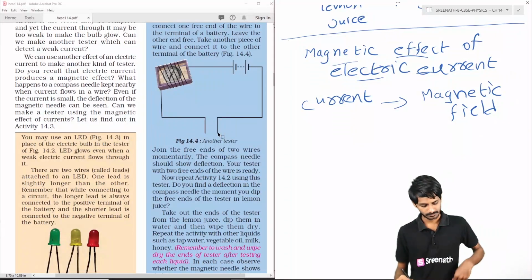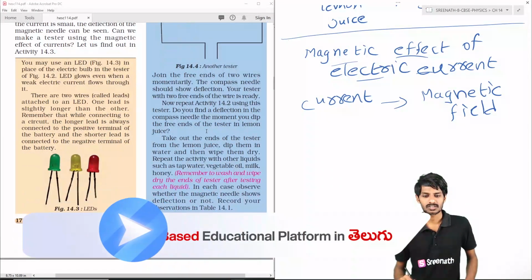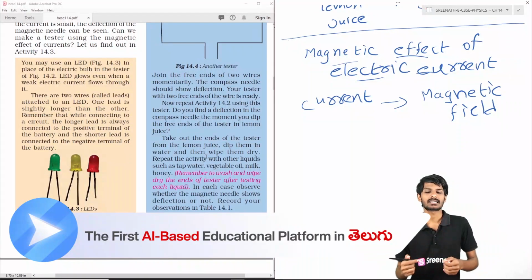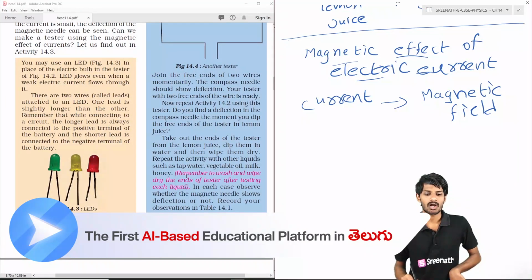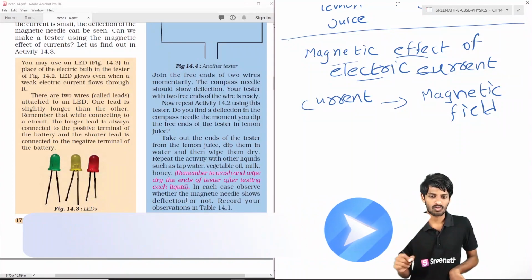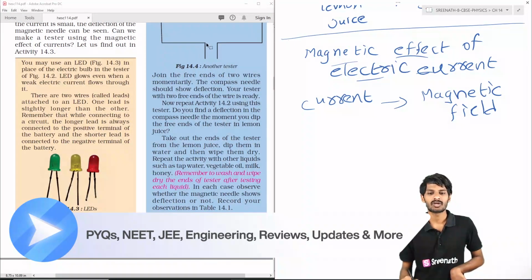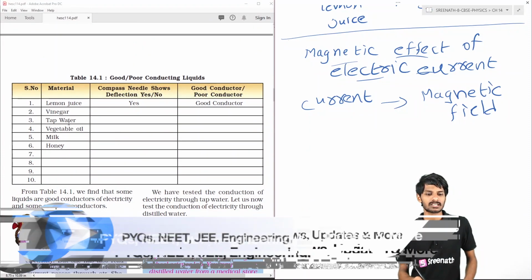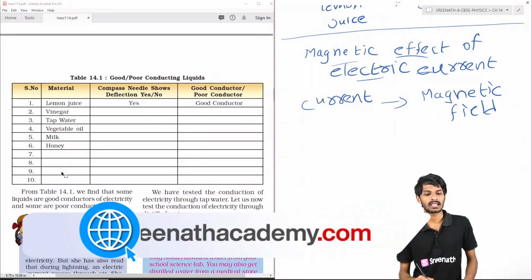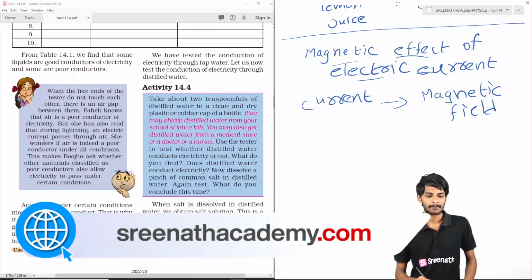While doing these experiments, students, you must take care that every time you replace the liquid, you wash and wipe dry the ends of the tester. After testing each liquid, you have to wash the two ends and dry them, and only then use them for the next experiment. And you have to do this with different materials: lemon juice, tap water, vinegar, like this, students.